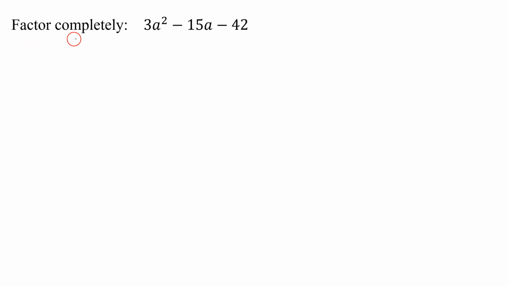In this problem, I need to factor completely the expression 3a squared minus 15a minus 42. Now remember, the first thing you do on every factoring problem is look for a greatest common factor. So looking at the coefficients, I have 3, 15, and 42.